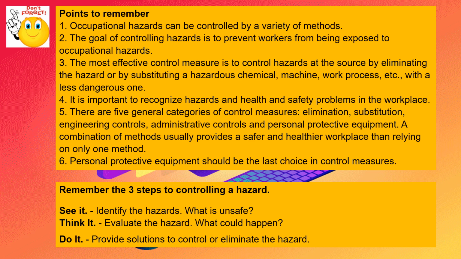Number 4. It is important to recognize hazard and health and safety problems in the workplace. Number 5. There are 5 general categories of control measures: elimination, substitution, engineering controls, administrative controls, and personal protective equipment. A combination of methods usually provides a safer and healthier workplace than relying on only one method. Number 6. Personal protective equipment should be the last choice in control measures.